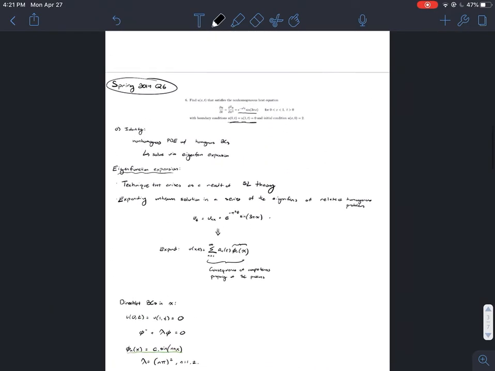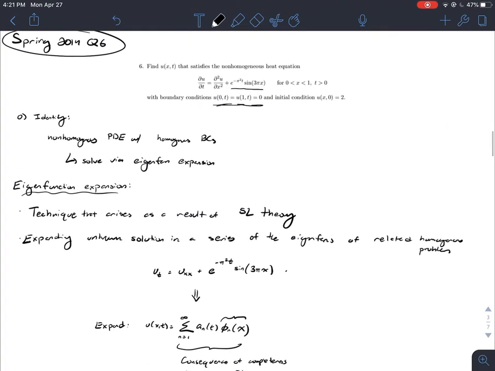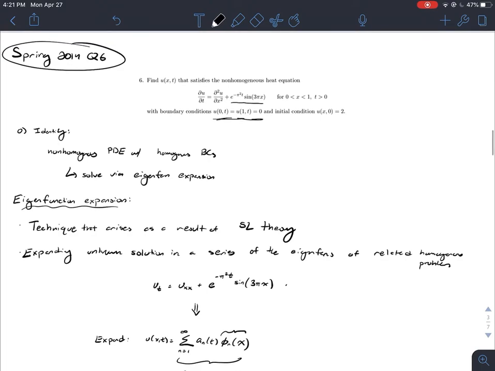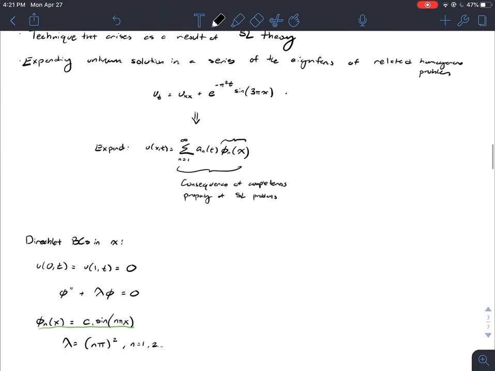And let's quickly overview what we just did, just to make sure that it's clear and makes somewhat sense, because this is a very annoying process. So the first thing that we did was identify that this was a non-homogeneous PDE with homogeneous boundary conditions, and the way to solve this is using eigenfunction expansion.